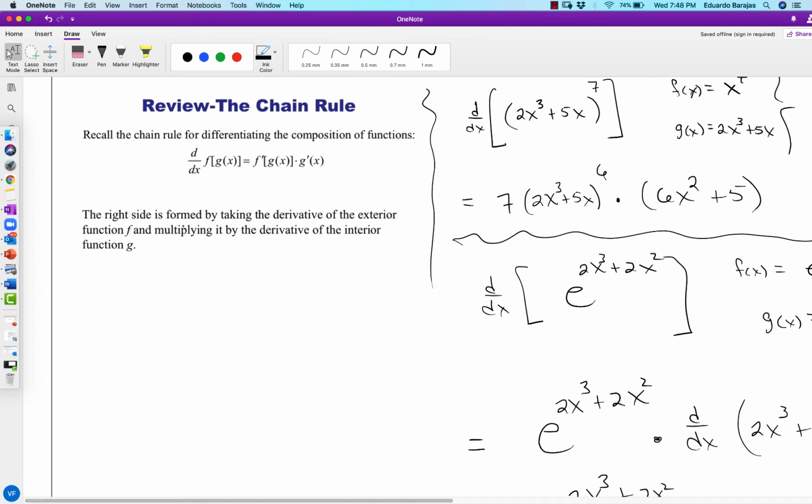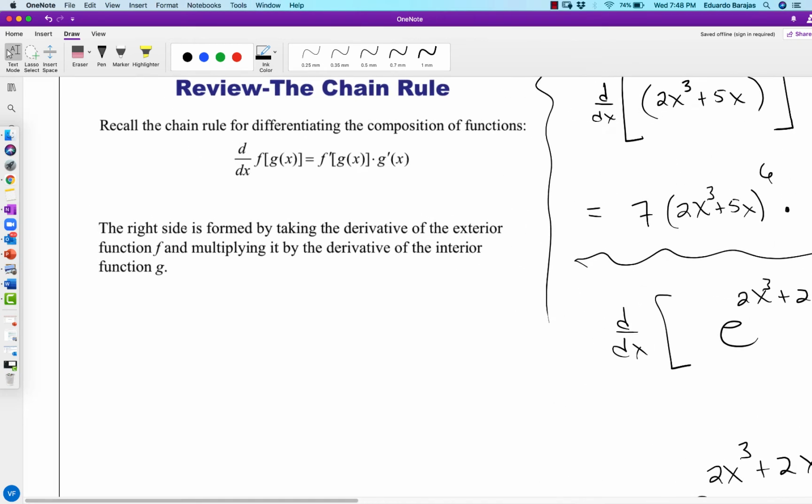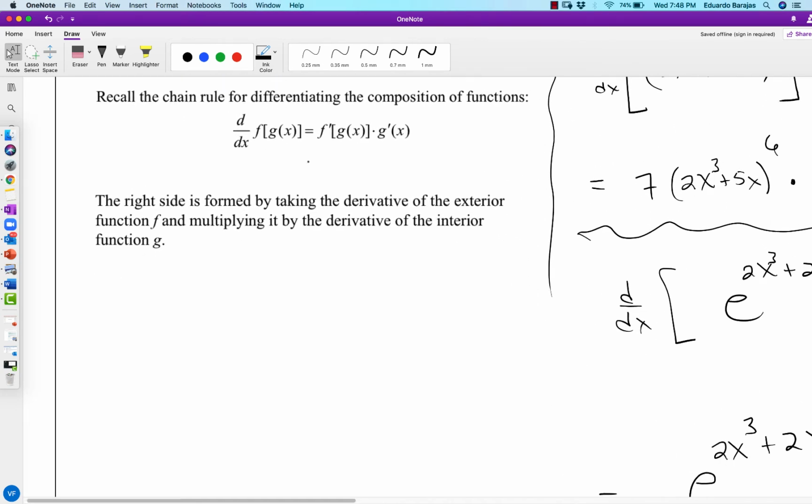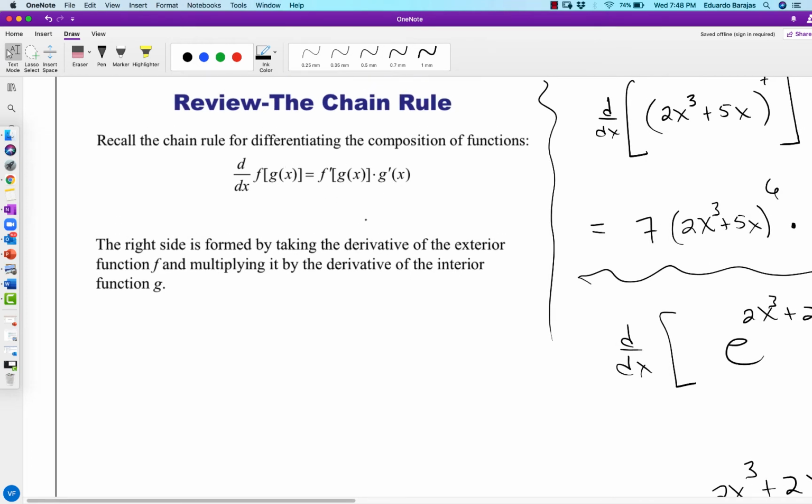So let's come back over here to the general form of our chain rule. Now let's think about this. Let's say that I have my derivative with respect to x of f evaluated at g of x. And then on the other side of the equal sign, I have the f prime evaluated at g of x times g prime of x.